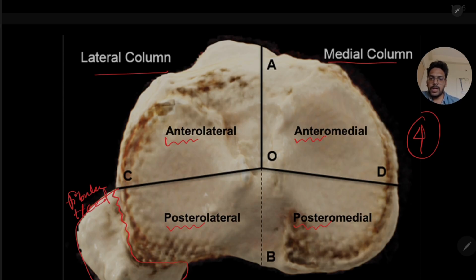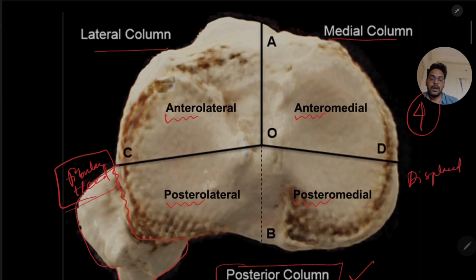That's why any lateral column fractures or split fractures usually don't get much displaced, because of the support by the fibular head. But the medial column fractures usually get displaced as there is not much support. This is the column theory.